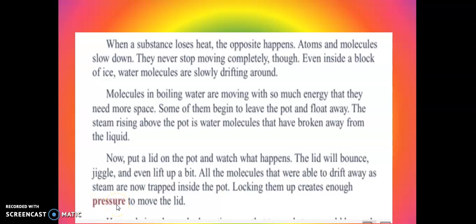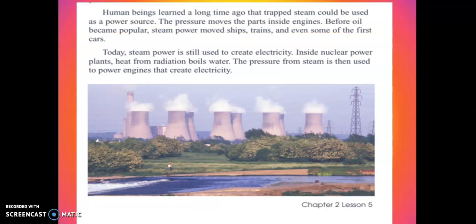It's making enough pressure to move the lead. Human beings learned a long time ago that trapped steam could be used as a power source. The pressure moves the parts inside engines. Before oil became popular, steam power moved ships, trains, and even some of the first cars.